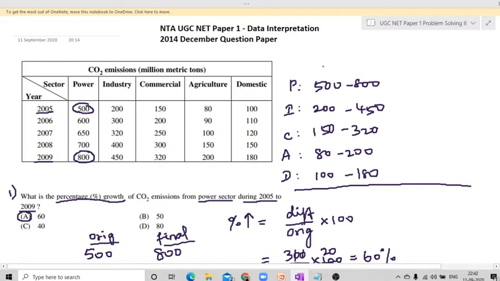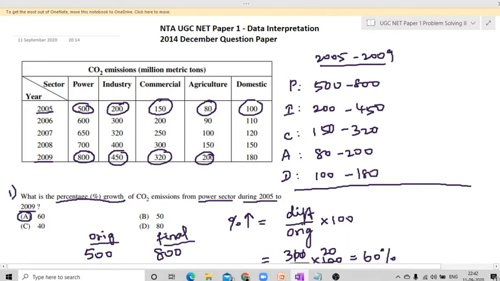See here, we are asked to find the growth from the year 2005 to 2009, and that's the reason we are recording all these values for each of these sectors. Like power, we have 500 to 800, and for industry we have 200 to 450, and for commercial we have 150 to 320, and so on. This is how it goes. Here 80 to 200, and here we have 100 to 180.